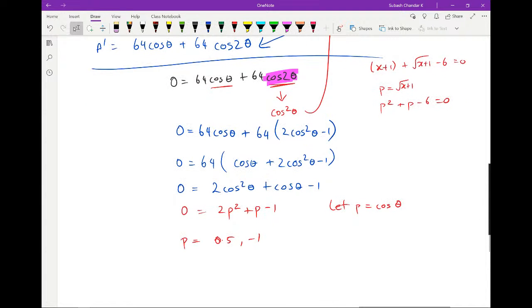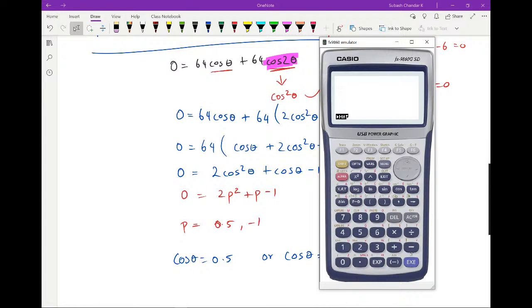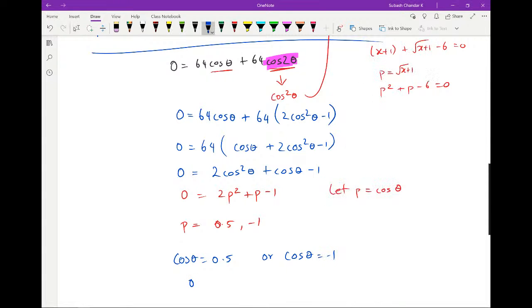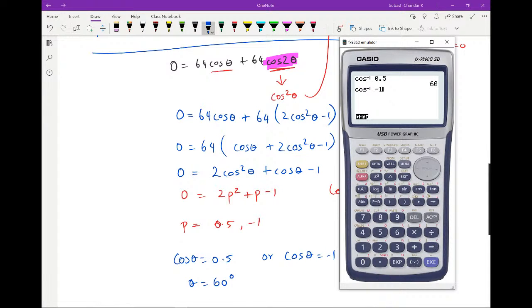But here we go. So what we've got here is cos theta equals 0.5 or cos theta equals negative 1. So I'm going to go into my normal mode and change my angle to degrees. Shift cos of 0.5 is equal to 60, so theta is equal to 60 degrees. I told you guys that's what we got in the answers before. We are going to work out what negative 1 is. Have a look what happens when we do. We actually get 180 degrees.